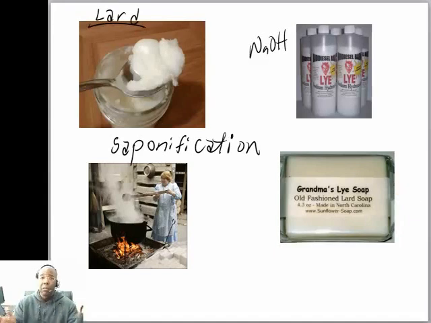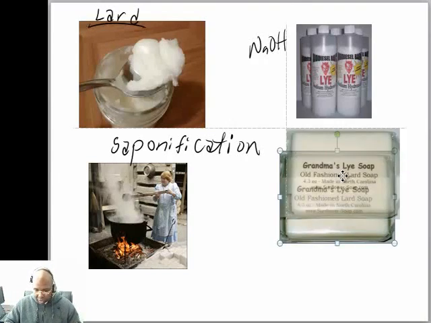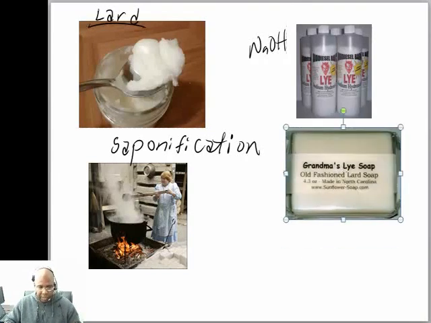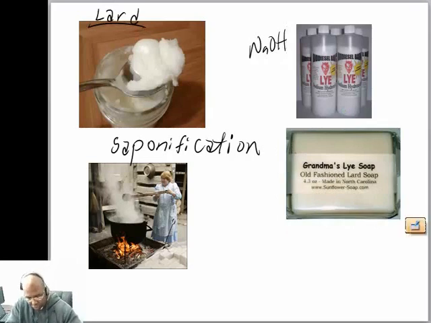And this is how people made soap. You take lard, add sodium hydroxide, you heat it up, and then you're going to get lye soap. Now I'm going to show you the chemical reaction here. Let me move my grandma's lye soap out of the way, and I'm going to show you what the reaction looks like.